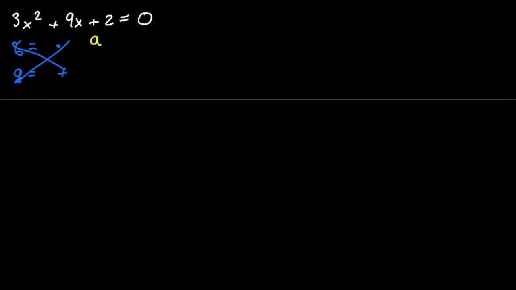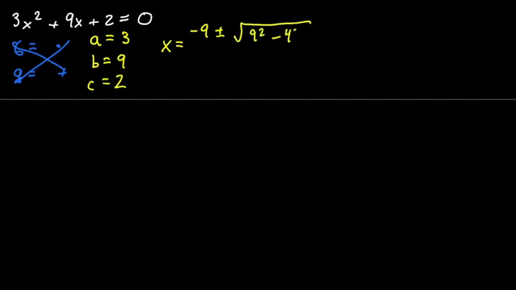So we'll start off by identifying a, b, and c. a is 3, b is 9, c is 2. Let's take those values and plug them into their spots in the quadratic formula. Negative b, negative 9, plus or minus the square root of 9 squared, b squared, minus 4 times a times c, all over 2 times a.